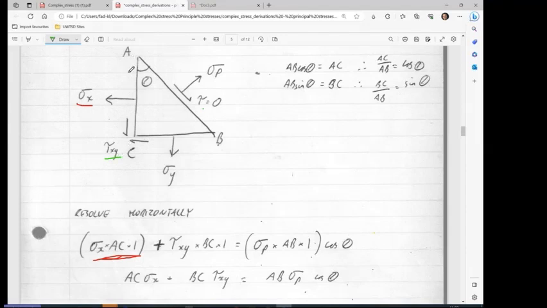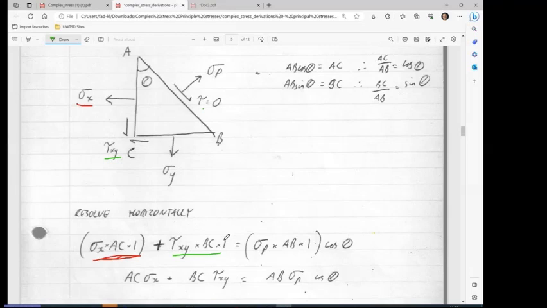Now, the shear stress on plane AC, clearly that has no horizontal component, so I only need to consider the shear stress on plane BC. So if I take the shear stress and multiply it by the area, it's going to be BC times 1. That's going to be the force to the left caused by the shear stress on plane BC.